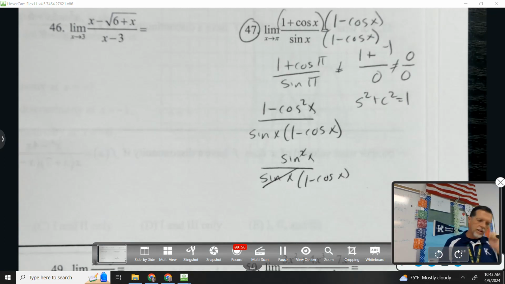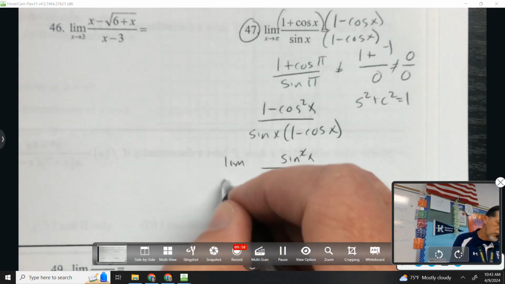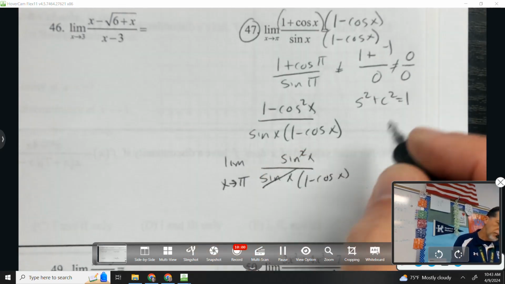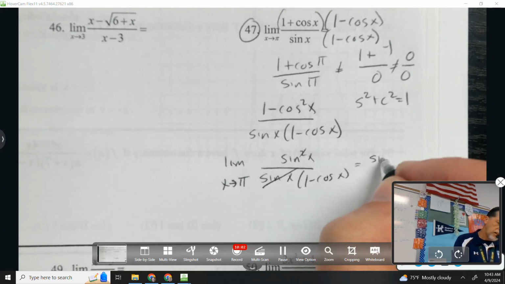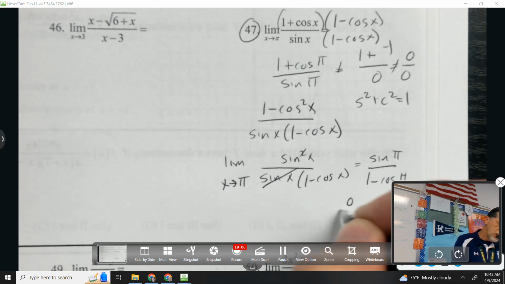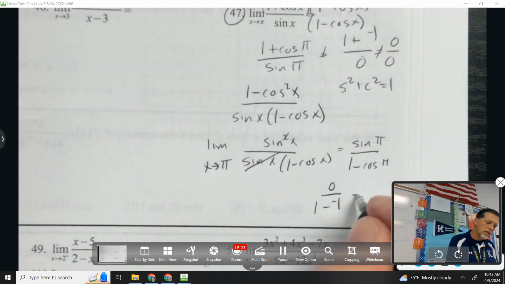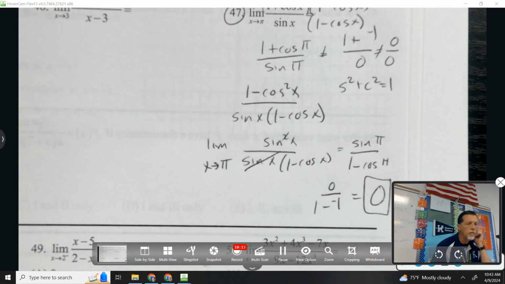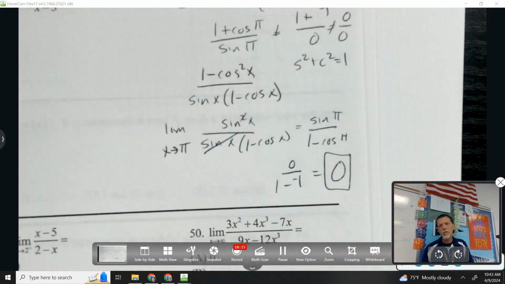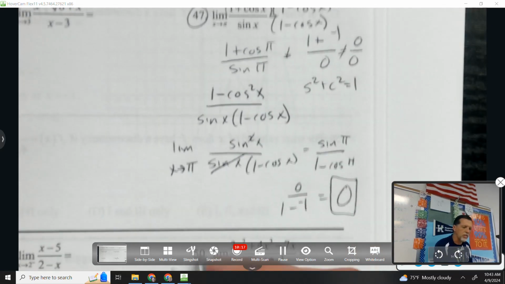And let's try again with substitution. Sine of pi is 0. Cosine of pi is -1. So I just get 0. 0 is an okay answer. 0 over 0 was not an okay answer.